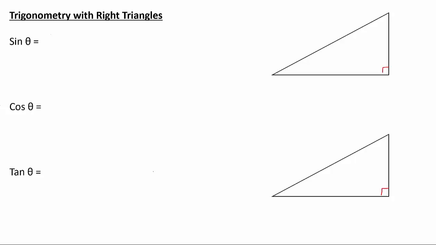You need to know that sine of theta is equal to opposite over hypotenuse, and this may be a review for many of you. Cosine of theta is equal to adjacent over hypotenuse, and tangent of theta is equal to opposite over adjacent. It is vital that you know these in order to be able to do this.